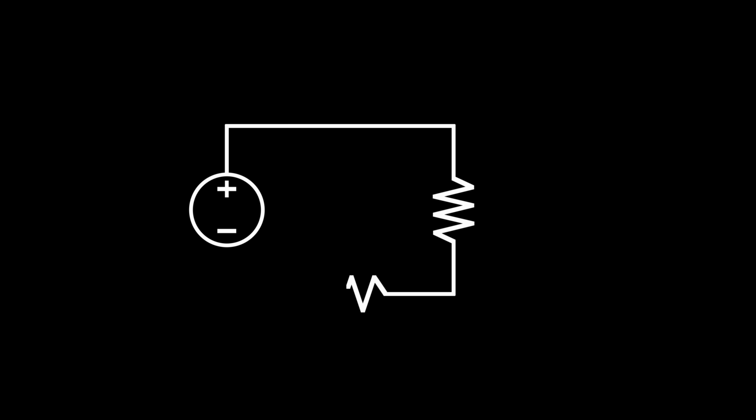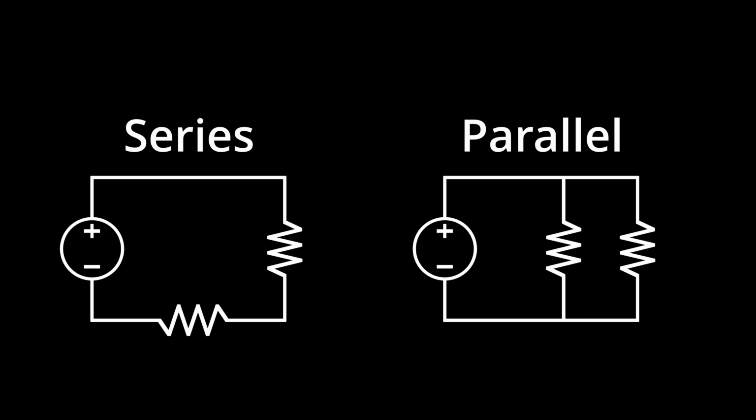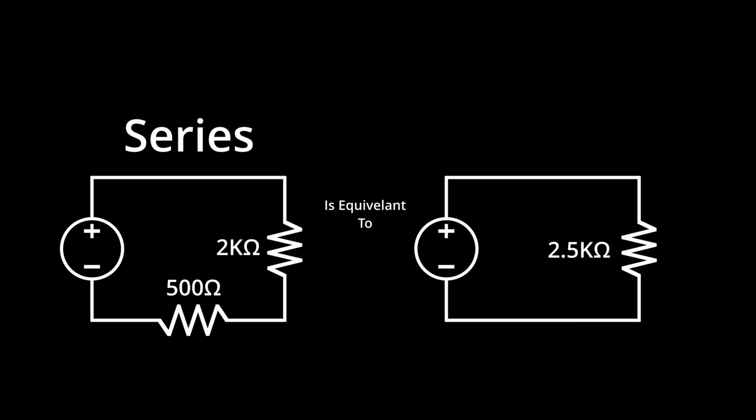Let's make our circuit a little more complicated. Suppose instead of just one resistor, we had two. The resistance of these behave differently depending on whether we connect them in series, end-to-end, or in parallel, side by side. The behavior of resistors in series is easy. Their resistances just add together. If we have a 2 kilo ohm resistor and a 500 ohm resistor in series with each other, the resistance of the circuit will be the same as if there was a single 2500 ohm resistor in their place.